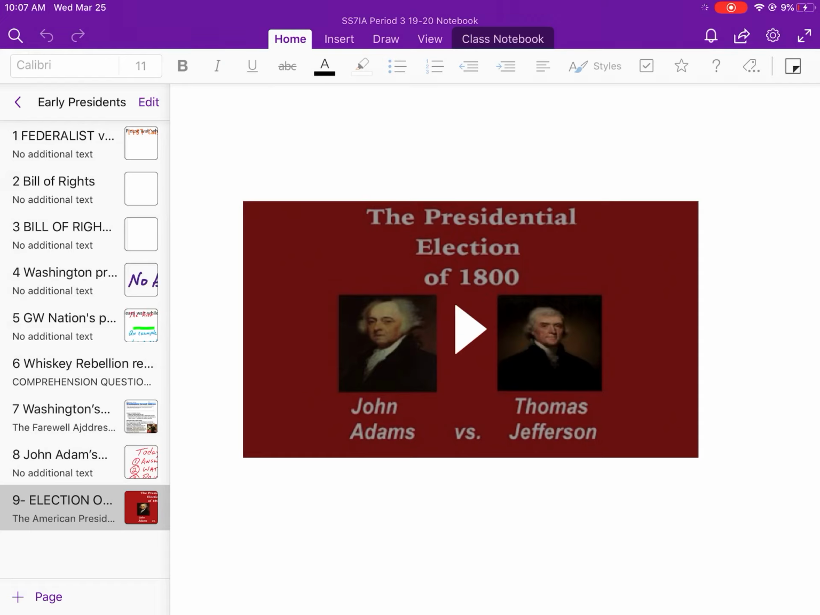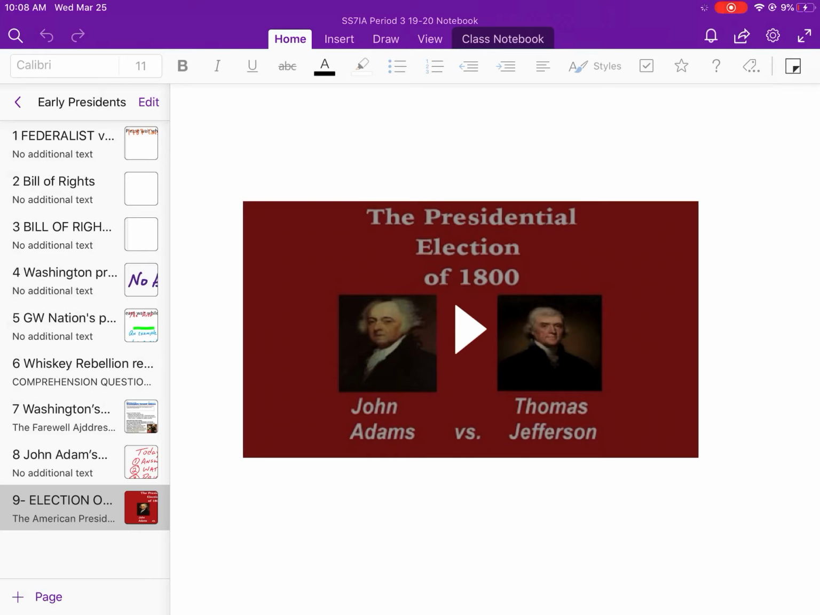Adams and Jefferson started out as friends, and by this point in their political careers, they've become enemies. The campaign leading up to the election was very nasty, with the candidates taking shots at each other, making fun of each other. Imagine if these guys had Twitter today in 2020. It would have gotten very ugly.